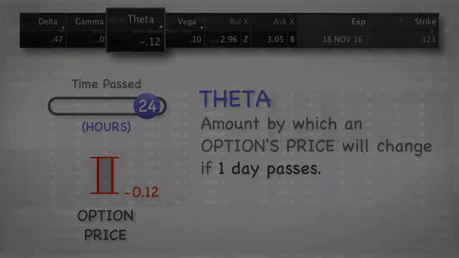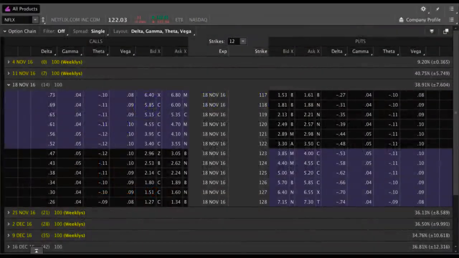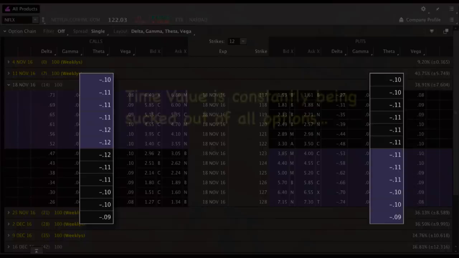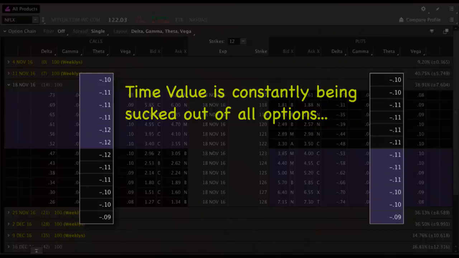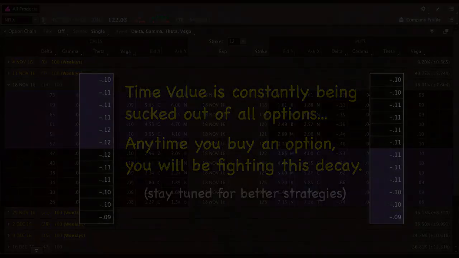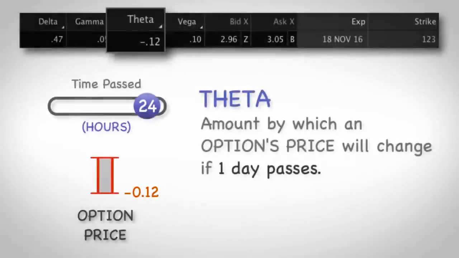Now let's look at the option chain again. You'll notice that all of these options have a negative value for theta. This is because as each day passes, all of these options are going to decay. Time value is constantly being sucked out of all options. So anytime you buy an option contract, you are going to be fighting this time decay. So again, theta is the amount by which an option's price will change if one day passes.